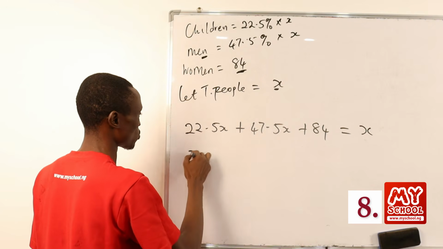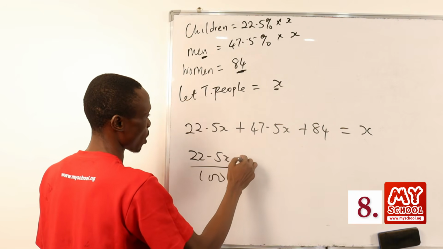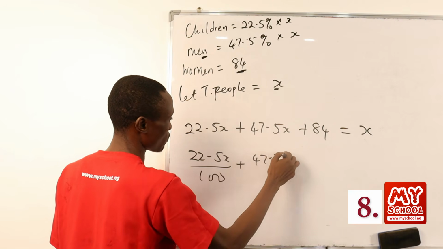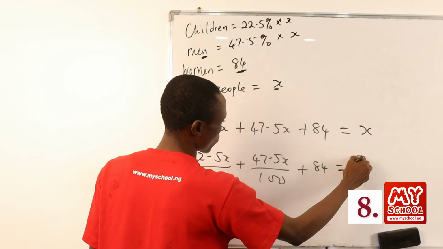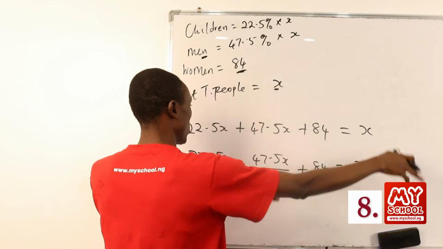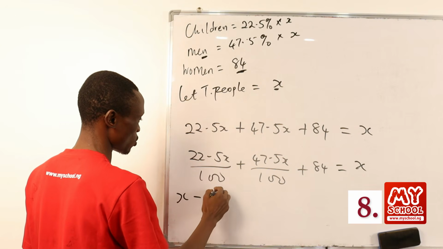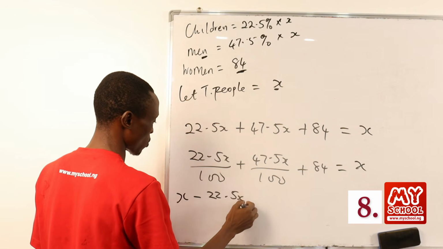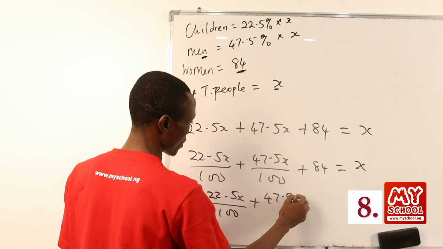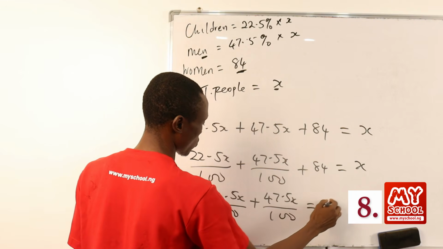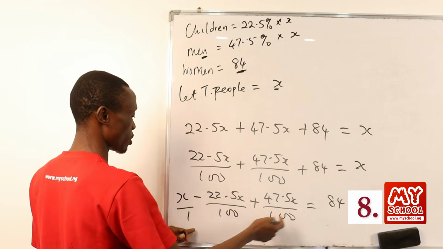So this is the same thing as 22.5x all over 100 because it's in percentage, plus 47.5x all over 100, then plus 84, and this is equals to x. So we move all this to the other side of the equation, so that at the end of the day we have x minus 22.5x all over 100, then minus 47.5x all over 100 is equals to 84, right? So the LCM here is 100, right?